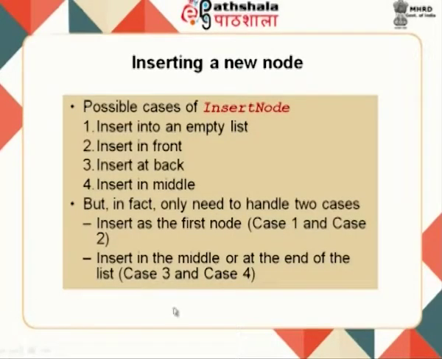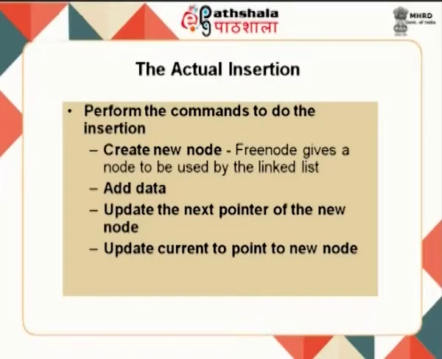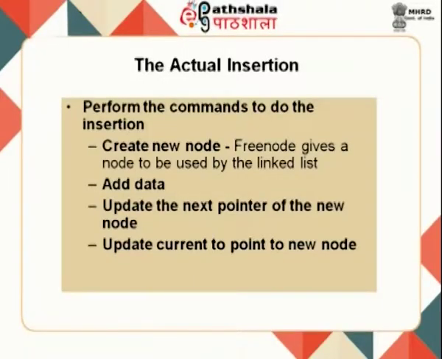But in fact, we need to handle only 2 cases. Insert as the first node, that is case 1, and case 2 are similar, case 3 and case 4 are similar. The actual insertion performs the commands to do the insertion. You have to first create a new node. Remember there is only as much memory allocated to the linked list implementation of a list as there are elements. So, when you want to insert an element, you have to create a new node for it, which in this case we called a free node. Then you add the data to the free node, update the next pointer of the free node, and update current to point to this new node.